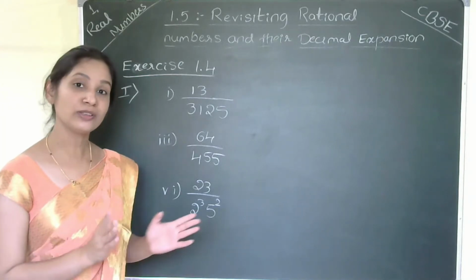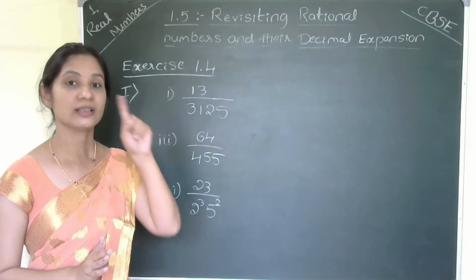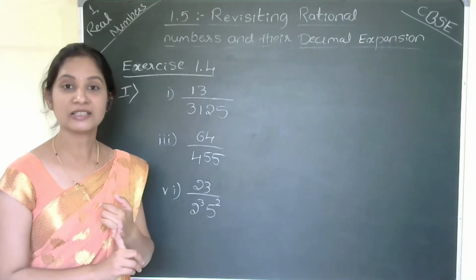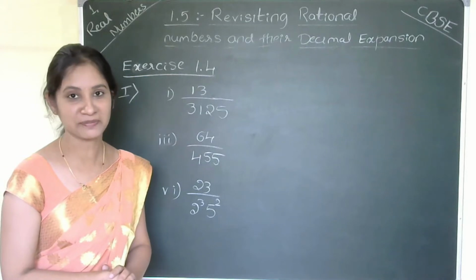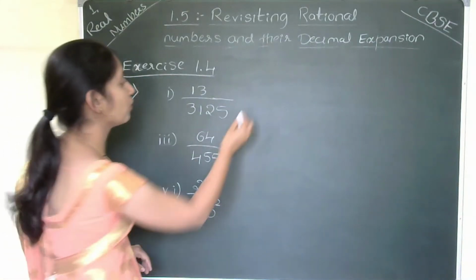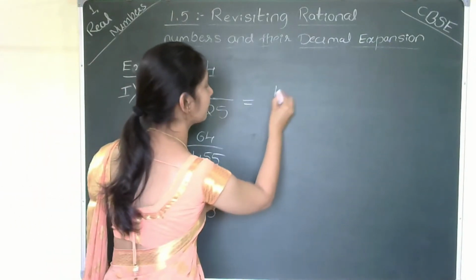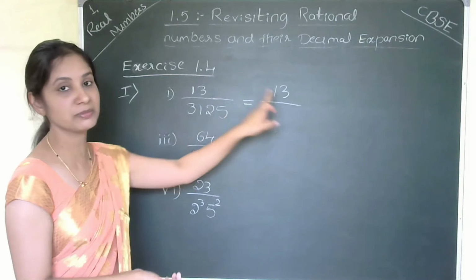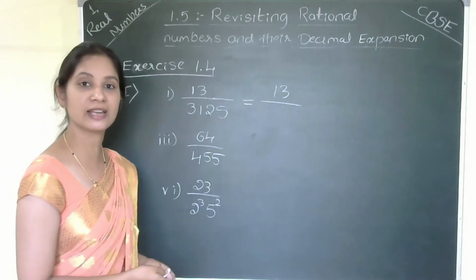We know the theorems. So we need to check whether the denominator q can be expressed in the form 2 raised to n multiplied by 5 raised to m. Let us go for the first one. Here we need the prime factorization, but 13 is a prime number. Its factors are only 1 and itself, so I can directly write 13.